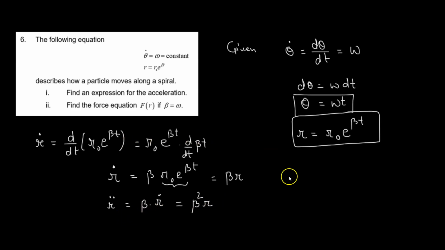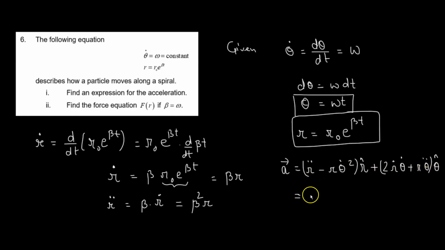Now to find an expression for the acceleration, we know that the acceleration has two parts, the radial part as well as the angular part. So we have r double dot, this is the radial part, added to the angular part. Let's substitute the values. So we have r double dot, that's beta squared r, minus r times theta dot squared, that's omega squared times r, in the r cap direction, plus 2 times r dot, where r dot is beta r times omega, so we have beta omega r, plus r times theta double dot.